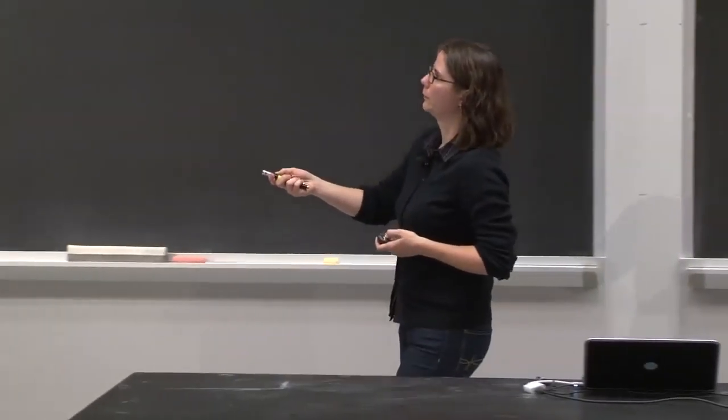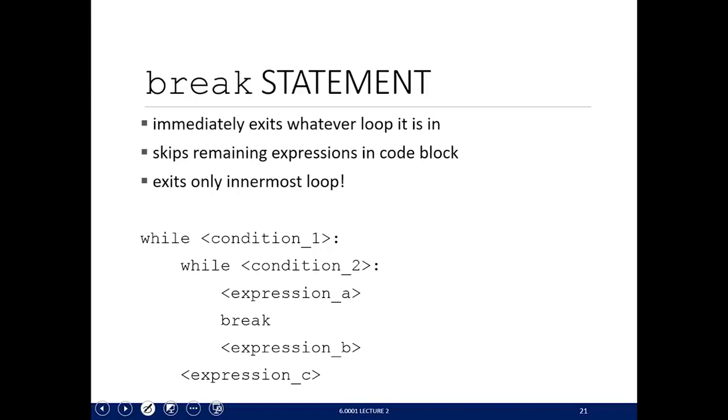So the break works like this. As soon as Python sees this break statement, it's going to say, okay, I'm going to look at whatever loop I'm currently in. I'm not evaluating any expression after it that comes within my loop. And I'm going to immediately exit the loop. So I'm going inside this while. I'm evaluating this one expression, and then I suddenly see a break. Expression B does not get evaluated. And break is going to immediately exit out of the innermost loop that it's in.